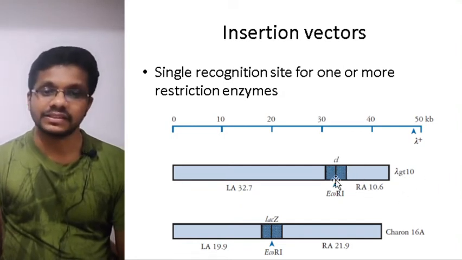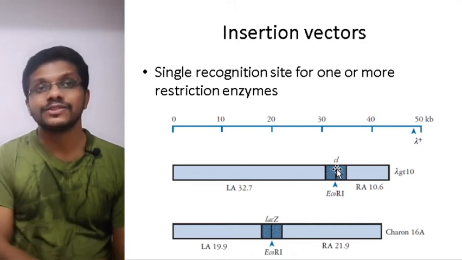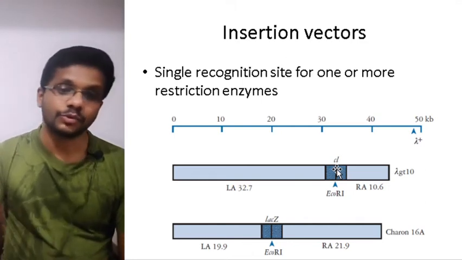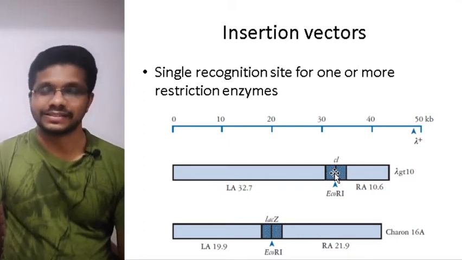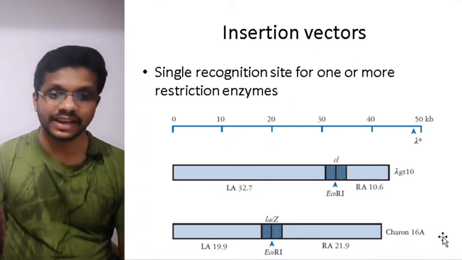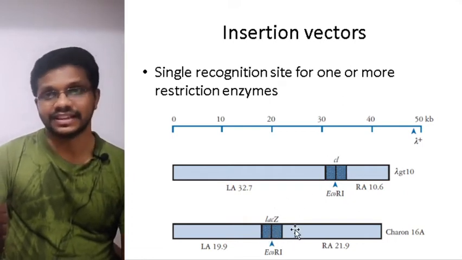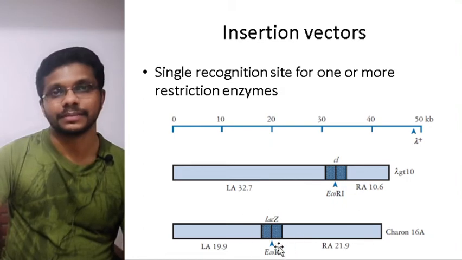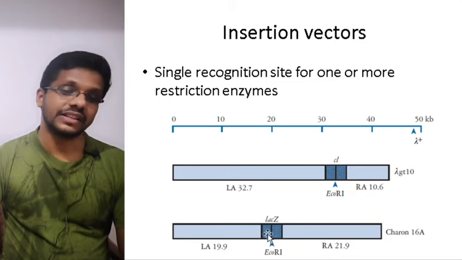This cI gene is the gene responsible for the lysogenic cycle. So if you add some foreign DNA into this gene, its activity will be reduced, and it will go for the lytic cycle. Another example is Charon 16A. Instead of cI, it has a lacZ gene, just like pUC18. So into this lacZ, we are inserting a DNA of interest.